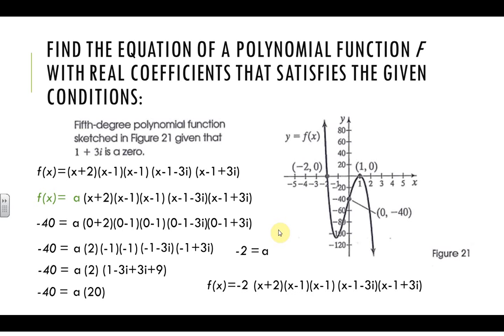My suggestion, if you are using pencil, is instead of rewriting this entire thing out, just go right back up here, erase that a, put your -2 in and circle it. Always save yourself some time. Be aware, if they give you an extra point, they want you to solve for an a value. It's not going to say it necessarily. You're going to have to know because it's supposed to satisfy all the conditions they gave you.